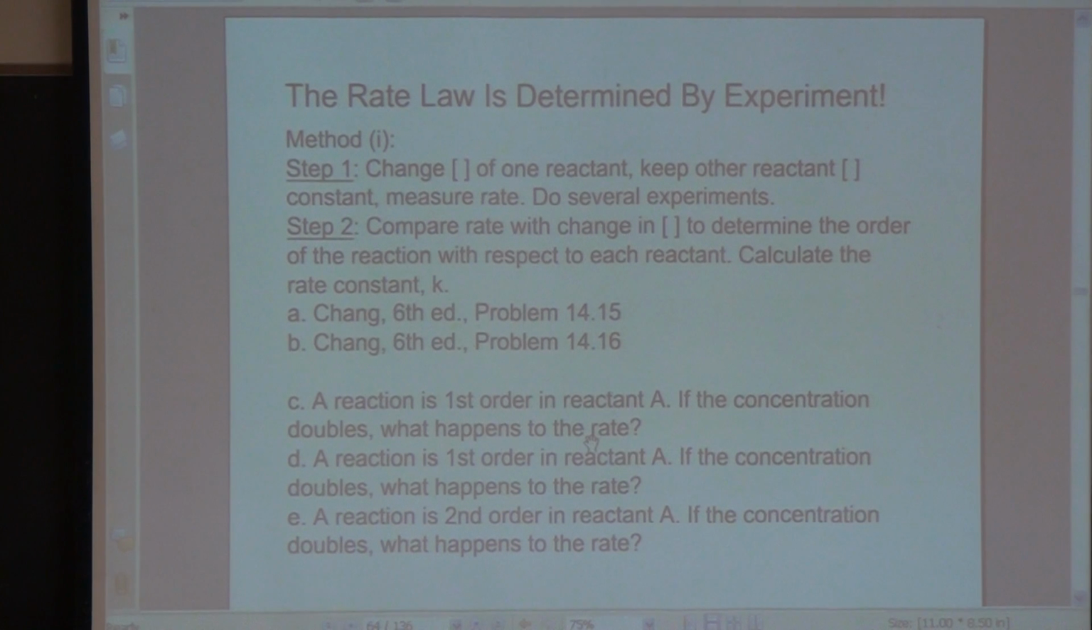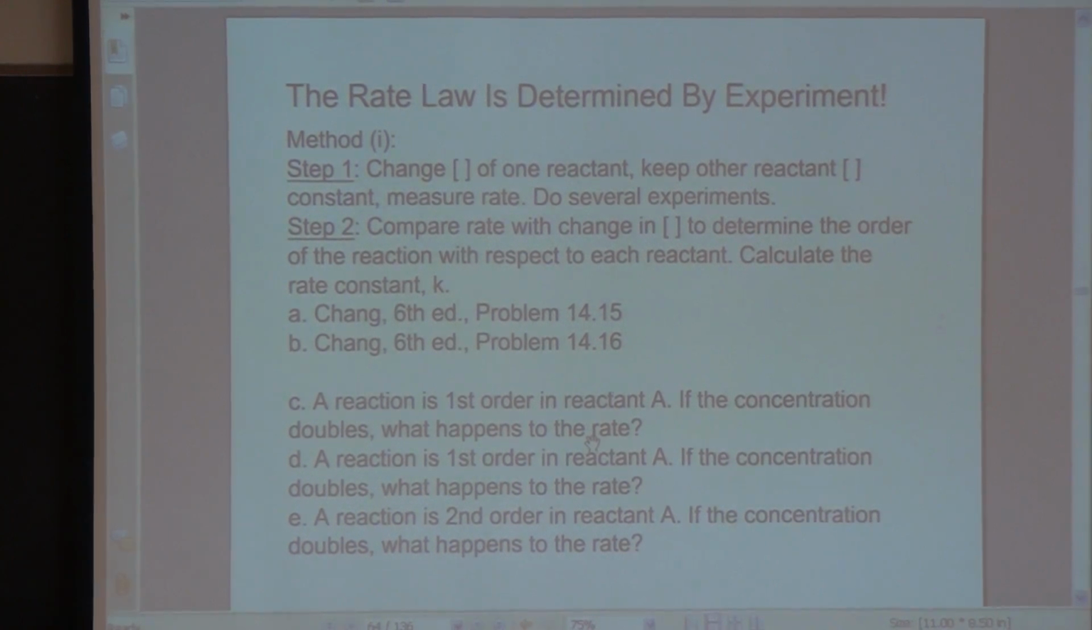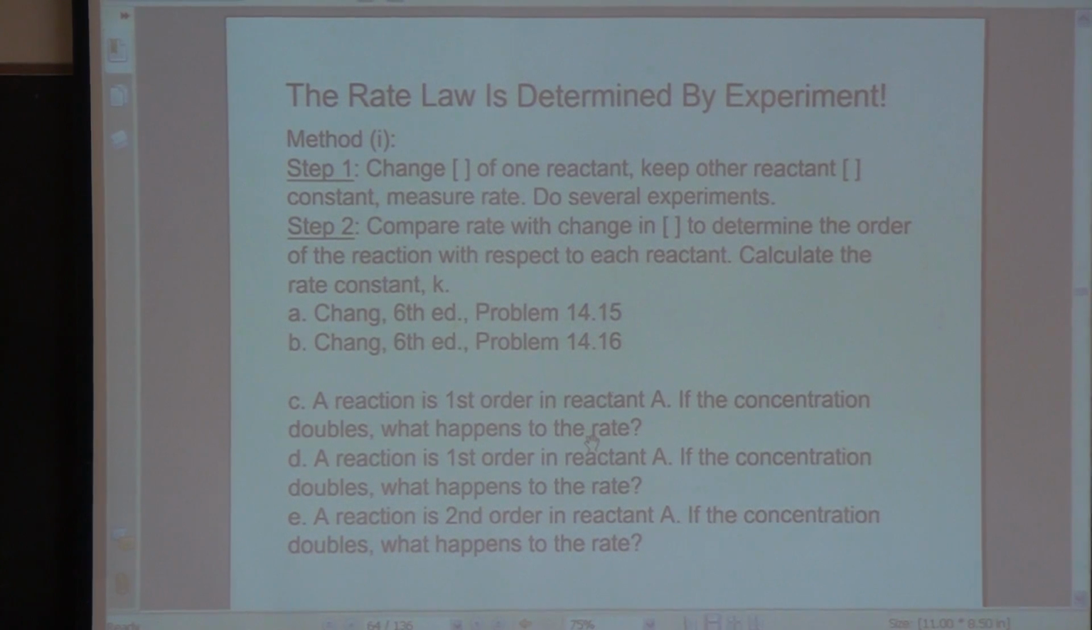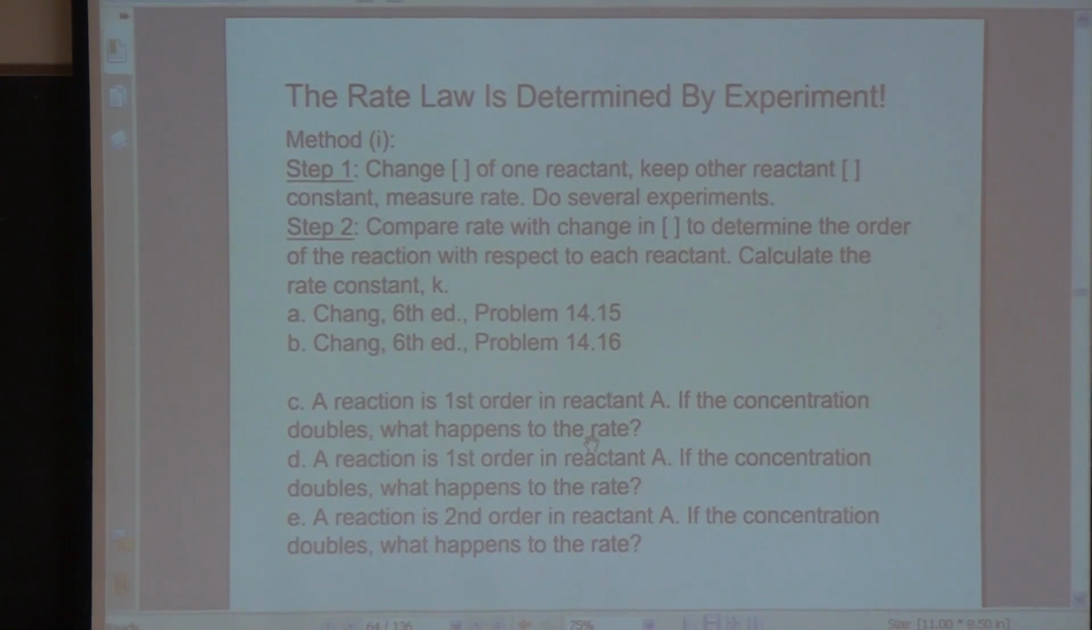This is problem 14.15. It says you have A plus B going to products, and they show a data table for 3 experiments. So you have A.